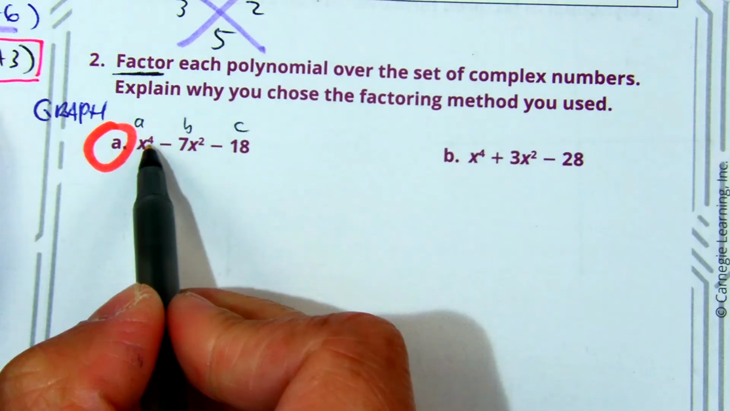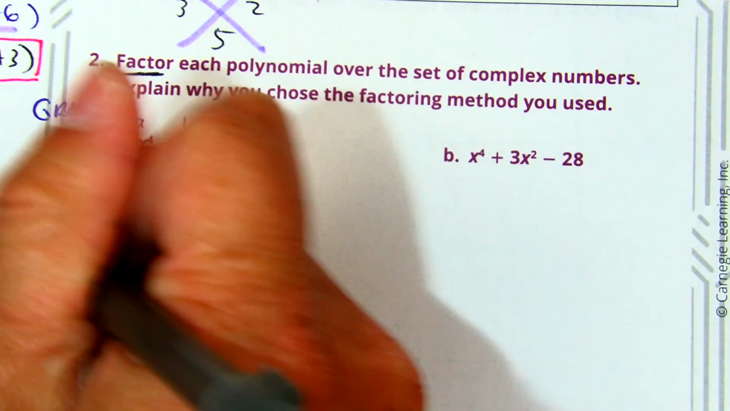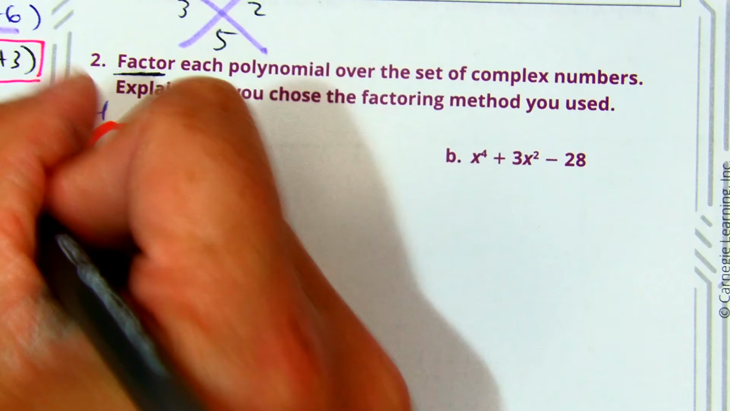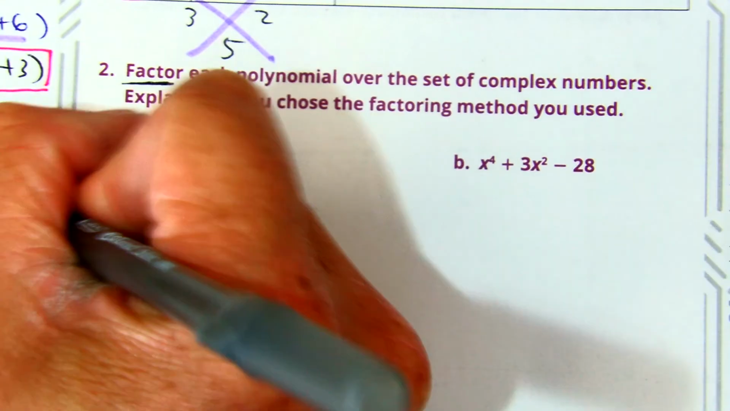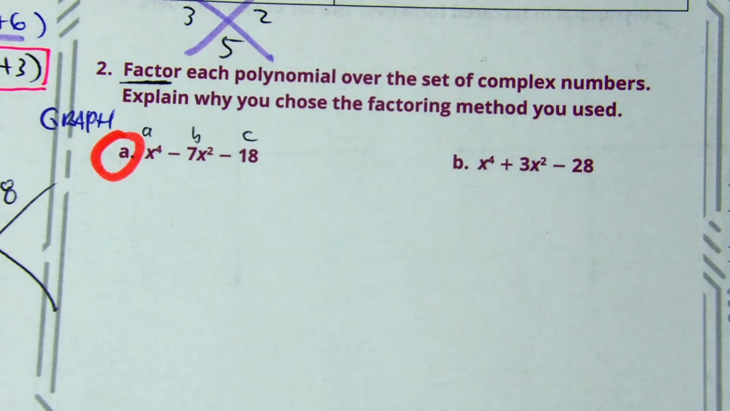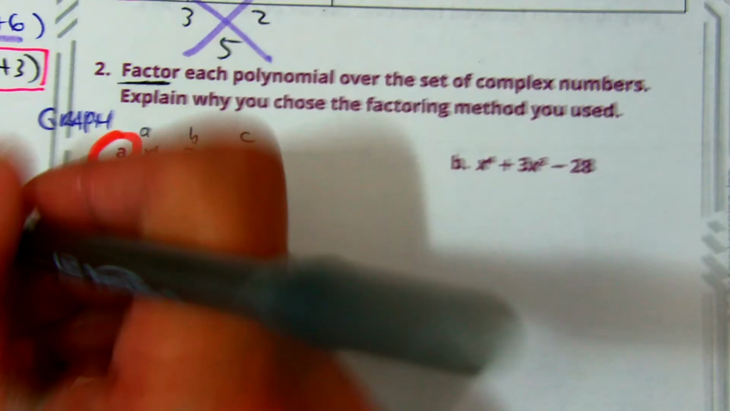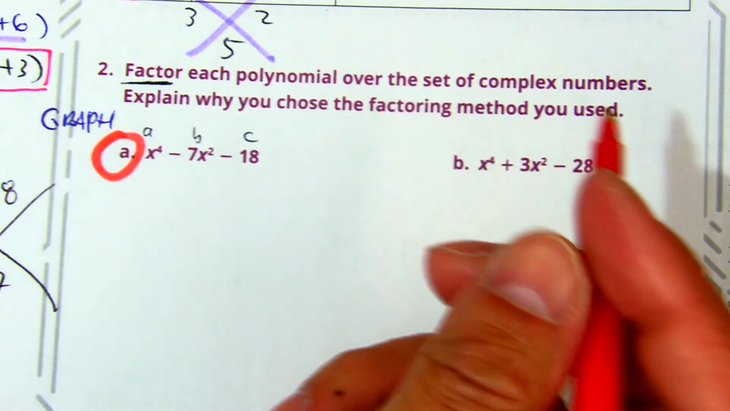Class, what's half of 4? 2. So now we can use x in your box. A times c. How much? 18. Brendan, b value? Brendan, your two numbers? 9 and 2?